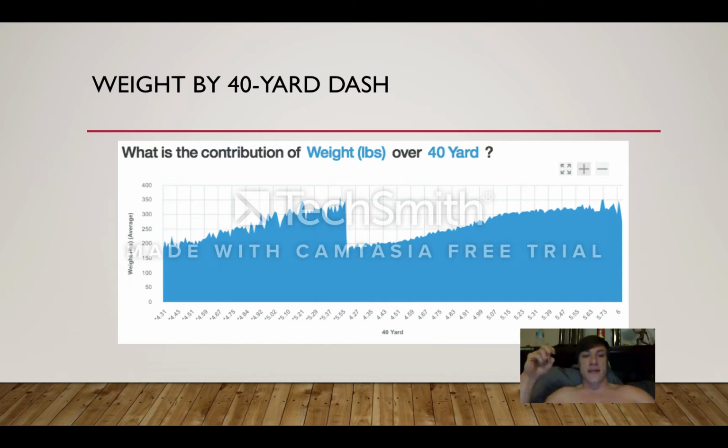So basically, the graph is showing average players and their weight on the y-axis and their 40-yard time on the x-axis. And as you can see with this graph, the more a player weighs, the slower their 40 time is going to be.